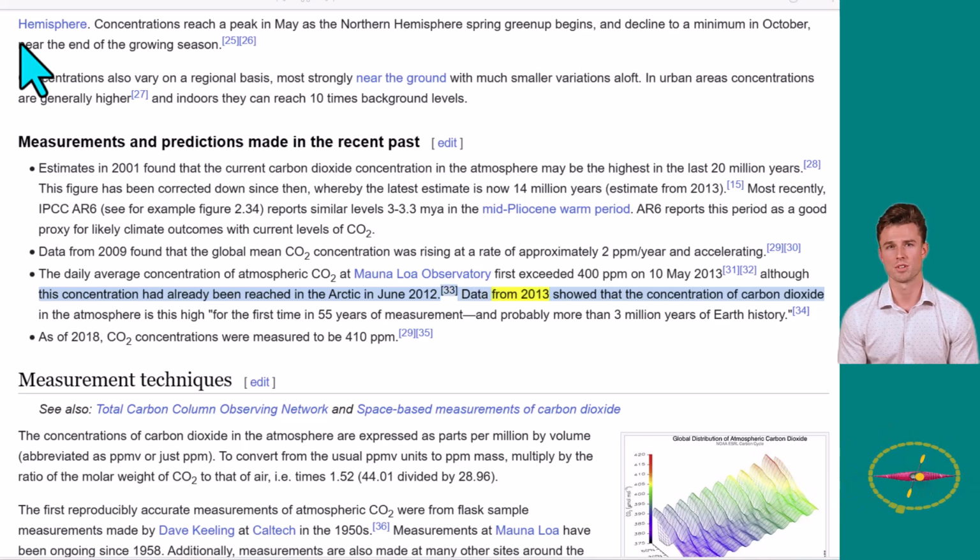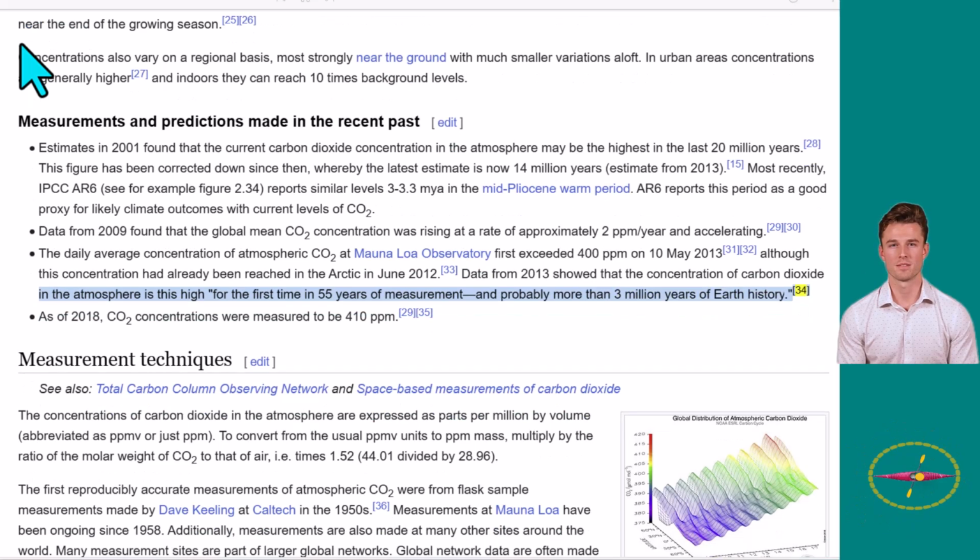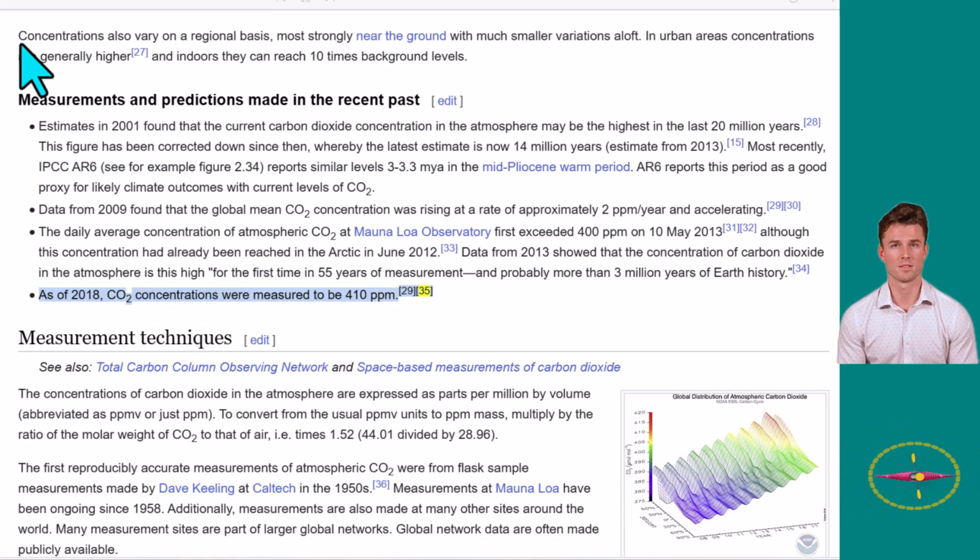Data from 2013 showed that the concentration of carbon dioxide in the atmosphere is this high for the first time in 55 years of measurement and probably more than 3 million years of Earth history. As of 2018, CO2 concentrations were measured to be 410 ppm.